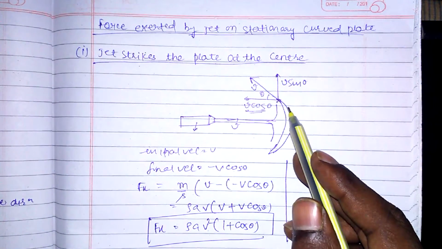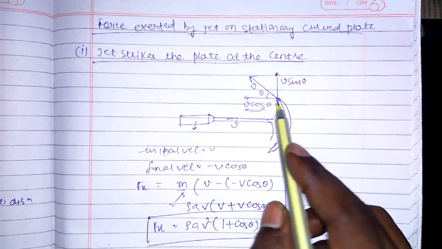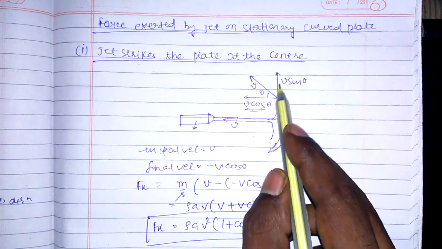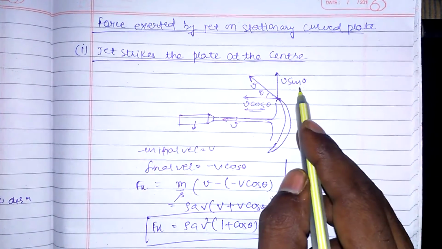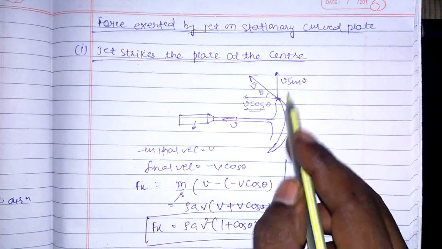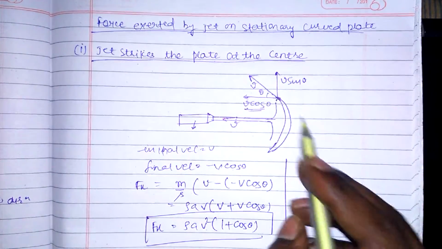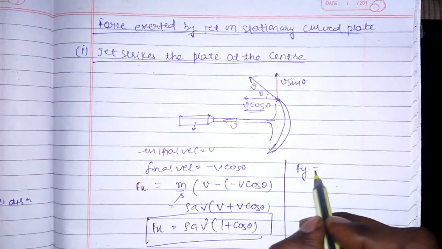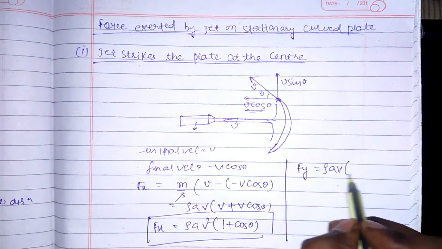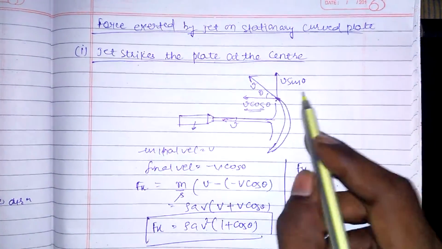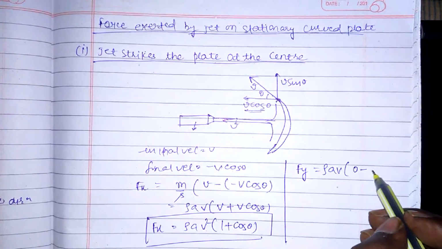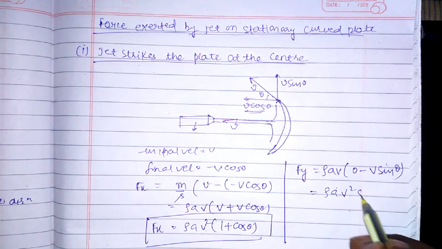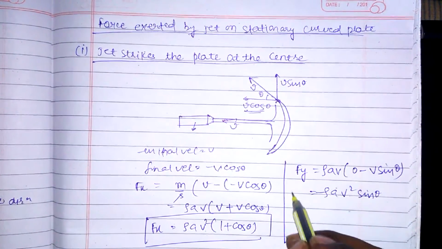Initially it has zero velocity in the y direction, because it is moving in the x direction. After striking the curved surface, the velocity in the y direction will be v sin theta. So the force in the y direction, Fy, equals rho a v times the change in velocity. Initially it is 0, minus, and it is positive as it is going upward, so it would be v sin theta. So it will be negative rho a v square sin theta.